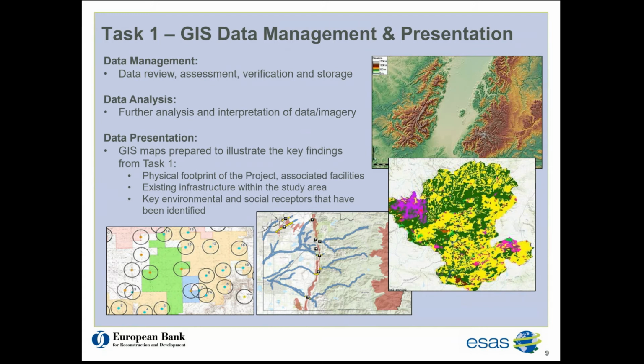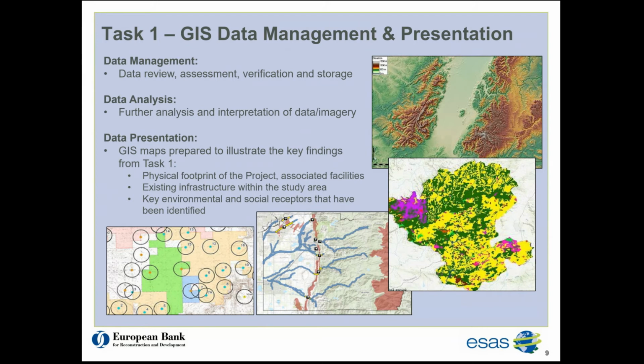This can lead to more in-depth analysis, such as longer-term site monitoring, and that may employ satellite imagery acquired at different times, or the classification of vegetation for identifying habitat mapping and change detection. A series of GIS maps should then be prepared to illustrate the project's key findings.